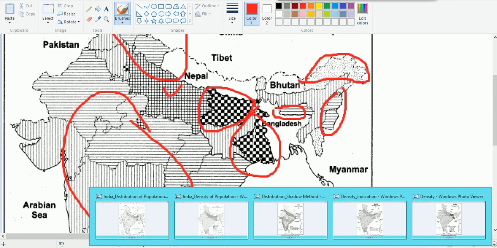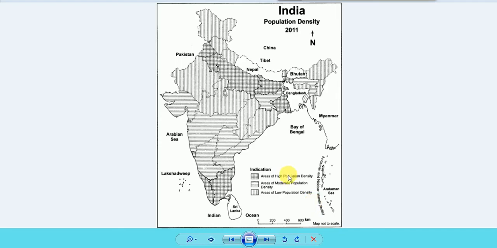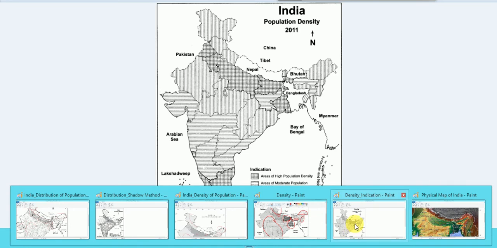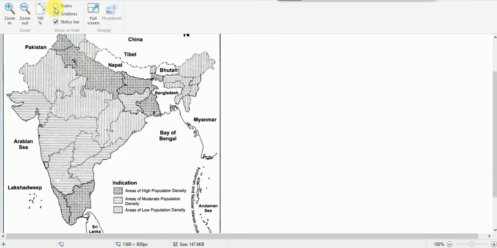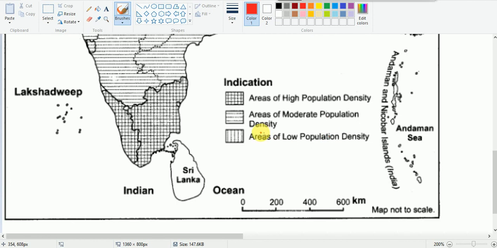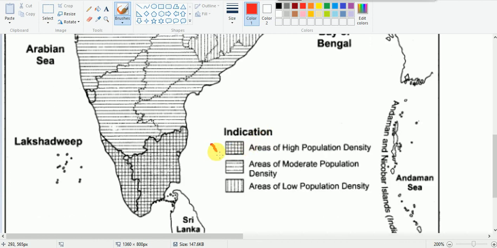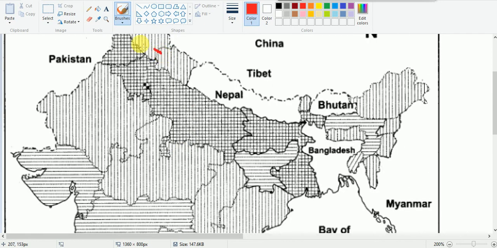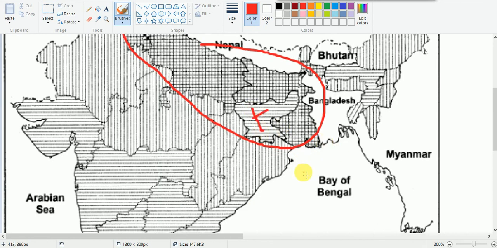Just see here, there is an indication. So it is presented here also. Just let me magnify. Just see here, this set shows areas of high population density. Kerala, Tamil Nadu is here, areas of high population density. In North India also, these are the areas having high population density, excluding this area.